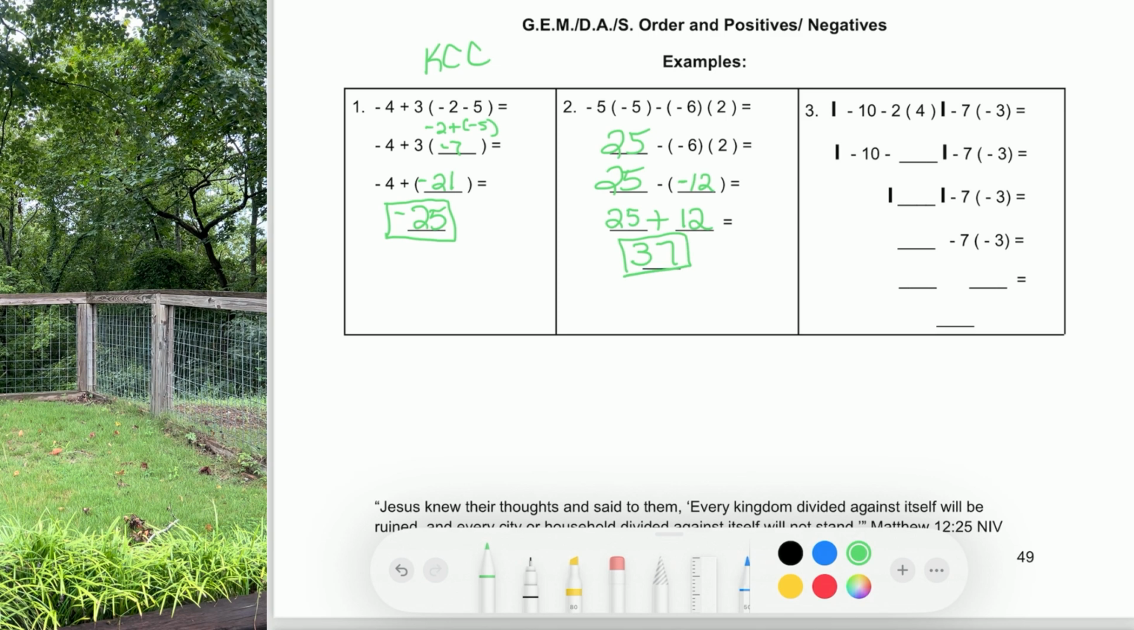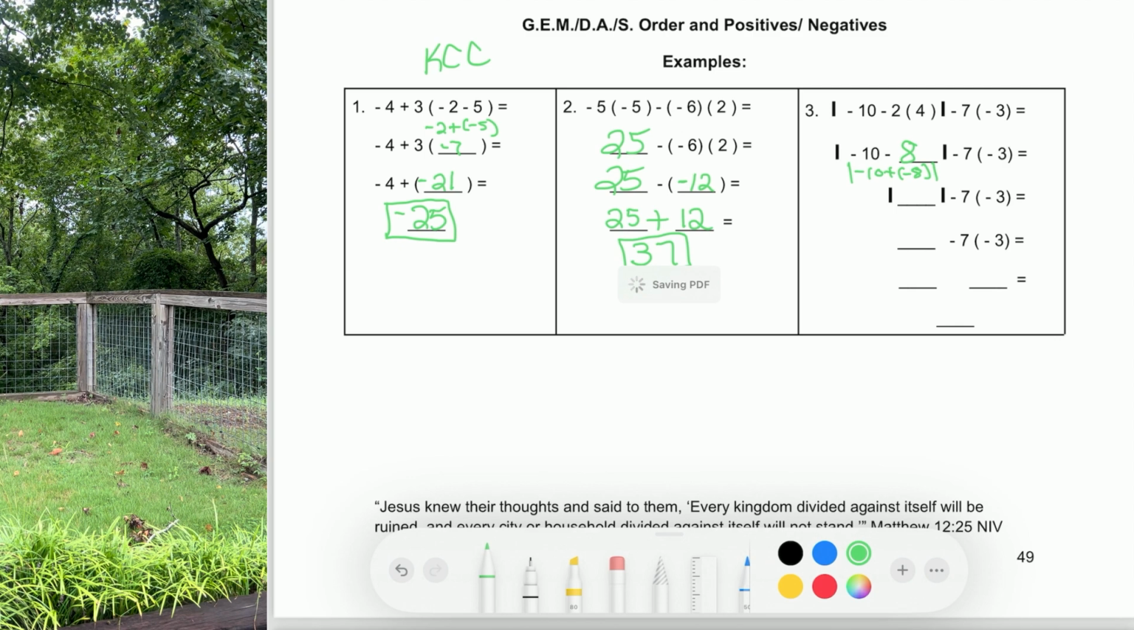Number 3. All right, so number 3 has an absolute value symbol around part of the problem, and we need to deal with that first. So we have negative 10 minus 2 times 4 within there. We need to do the multiplication, the 2 times the 4. 2 times 4 is going to be 8. All right, so now we have this negative 10 minus 8. I want to do the keep, change. Okay, so that's going to be negative 18.